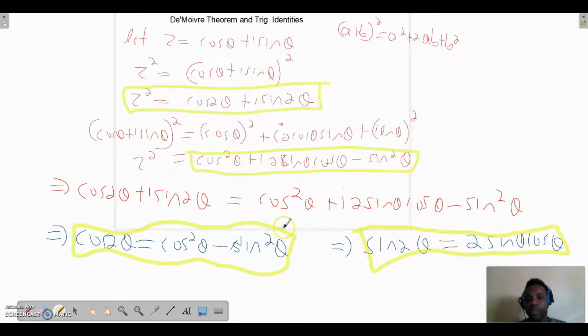This is powerful. So when you get the next question, they might ask you to prove that cos 5 theta equals something. So we know that the cos part is the real part and the sine part is the imaginary part. And we're going to be looking at one of those kinds of questions pretty soon.